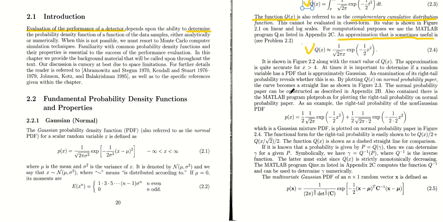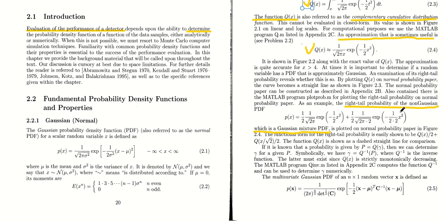Then here is a description of how you use MATLAB to plot it. And of course, you can use Python, and there are also online websites that implement those functions, and you can try and maybe plot some numbers or calculate some values. And as an example, the right tail probability of a non-Gaussian: the Gaussian mixture PDF.